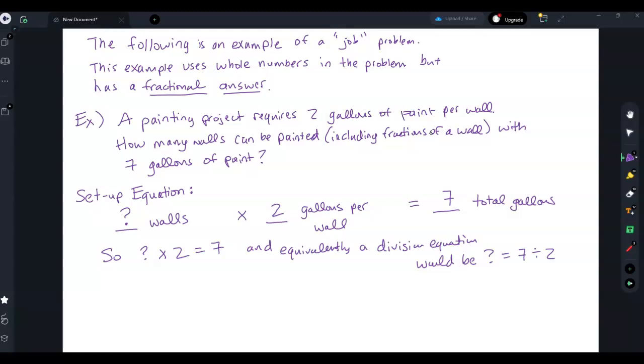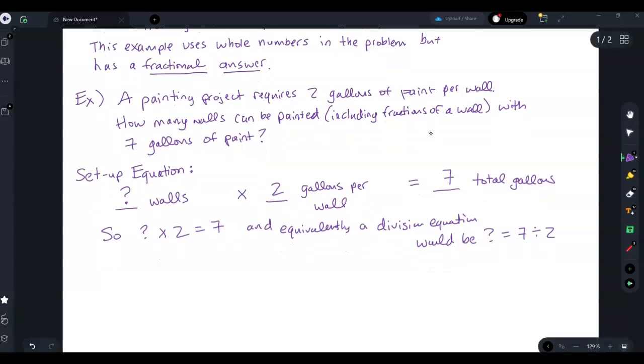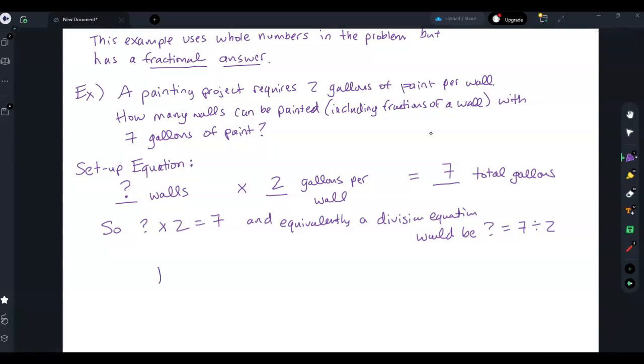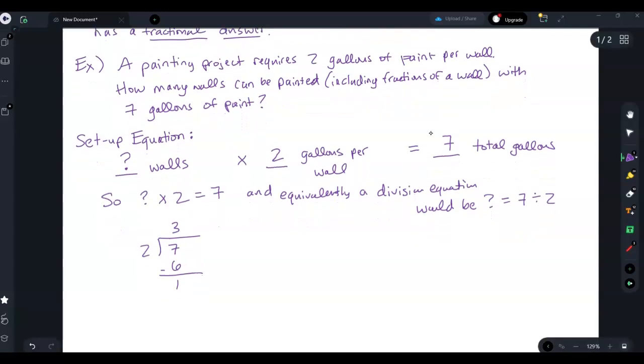So that means that I'm going to divide 7 by 2, and you could use whatever method you like to solve or draw pictures or however you want to do that. In this case, I would maybe just go ahead and go through my long division and say 2 goes into 7 3 times. 3 times 2 is 6. Subtract, and I get a remainder of 1. And then if I wrote that as a fraction or as a mixed number, this would be 3 1/2.